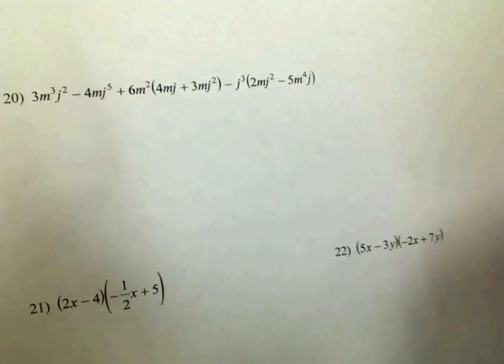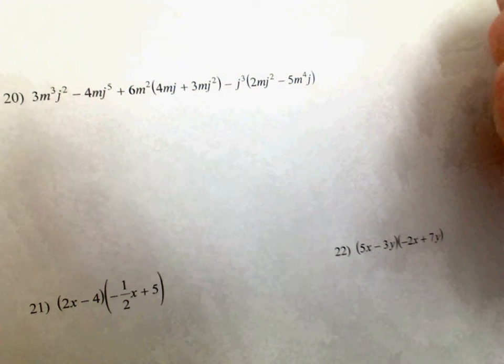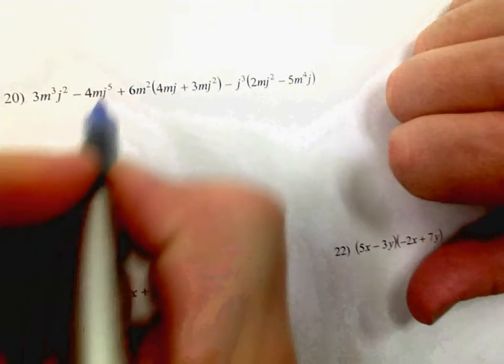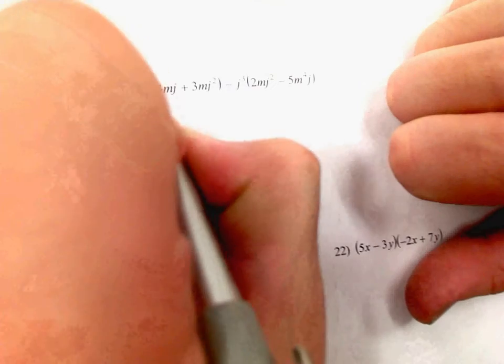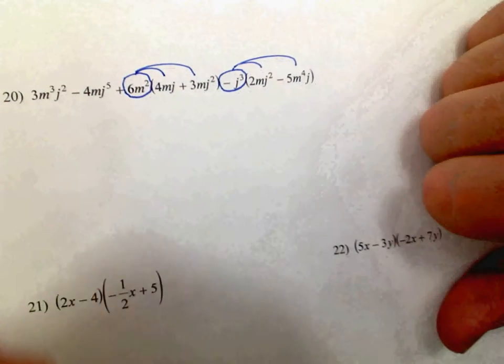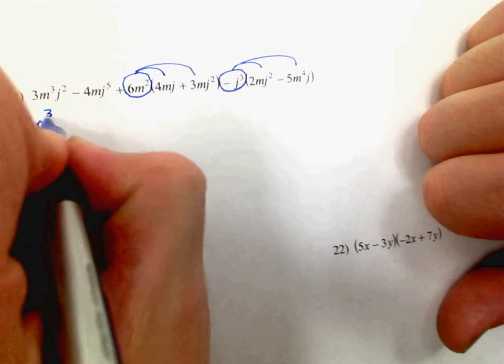Okay, 20. 20 looks crazy. It's not really too bad. Again, distribute before you do anything else. So I'm going to distribute this to both of those, and that's a negative j to the third distributing to both of those. All right, so again, bring these down so I don't forget them.